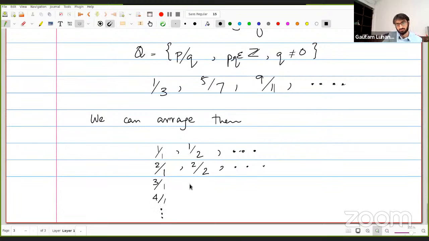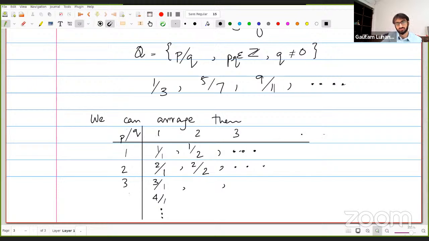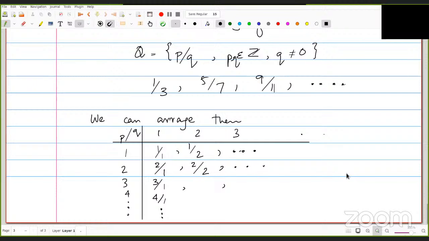Okay, so we sort of have this two-dimensional table where this side is talking about P and this side is talking about Q. So 1, 2, 3, and so on, and 1, 2, 3, 4, and so on. We've arranged them such that it seems like it should contain all the rational numbers, right? Is it possible that we're missing any rational numbers?